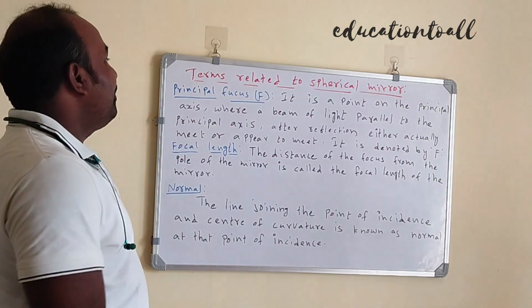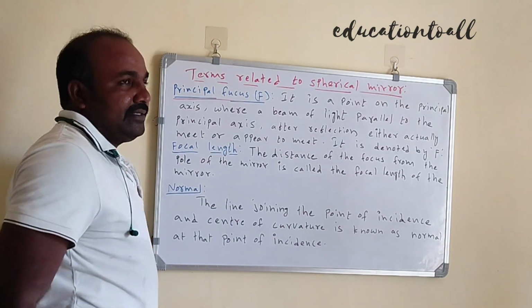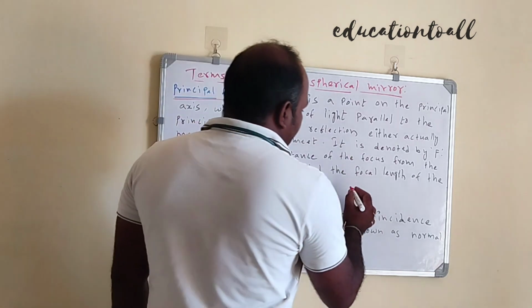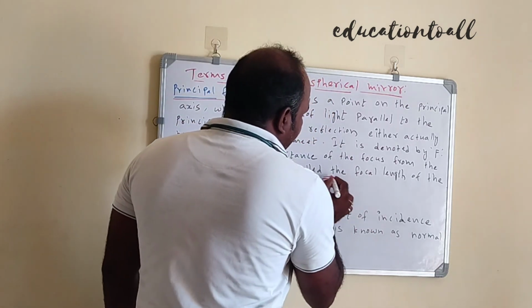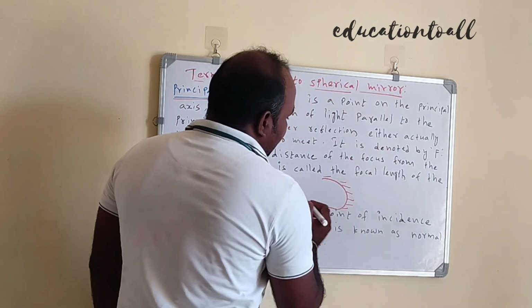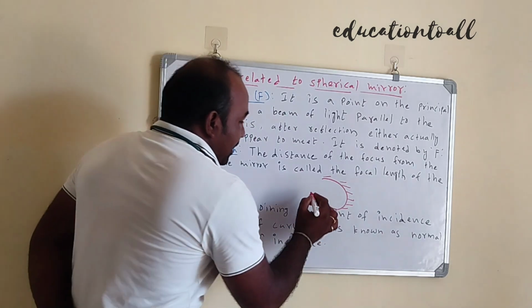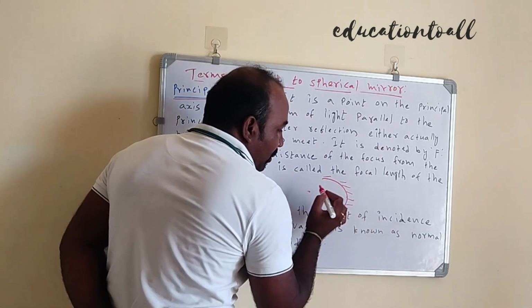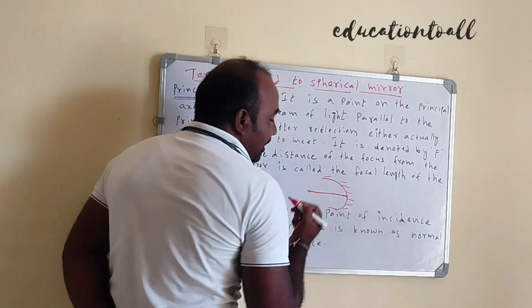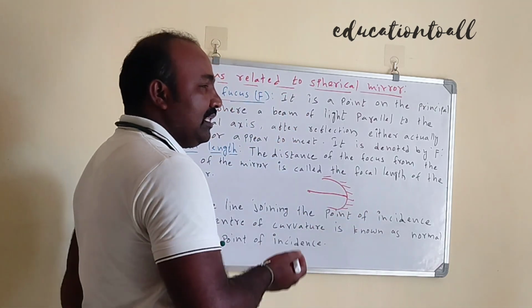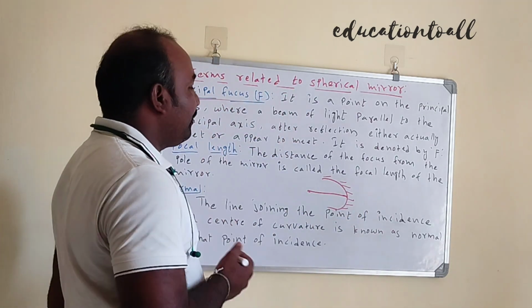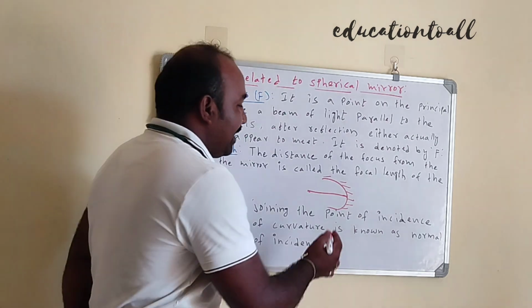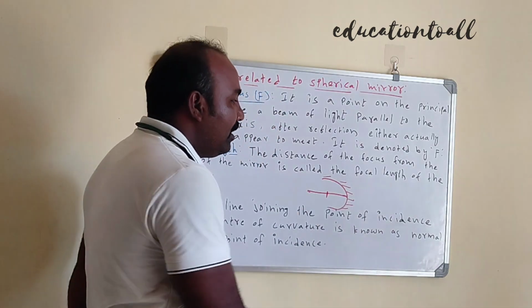Next one is the principal focus. For example, we take one concave mirror. That concave mirror has a center and a pole. The line joining the center to the pole is called the principal axis. The principal focus is located exactly midway between the pole and the center.